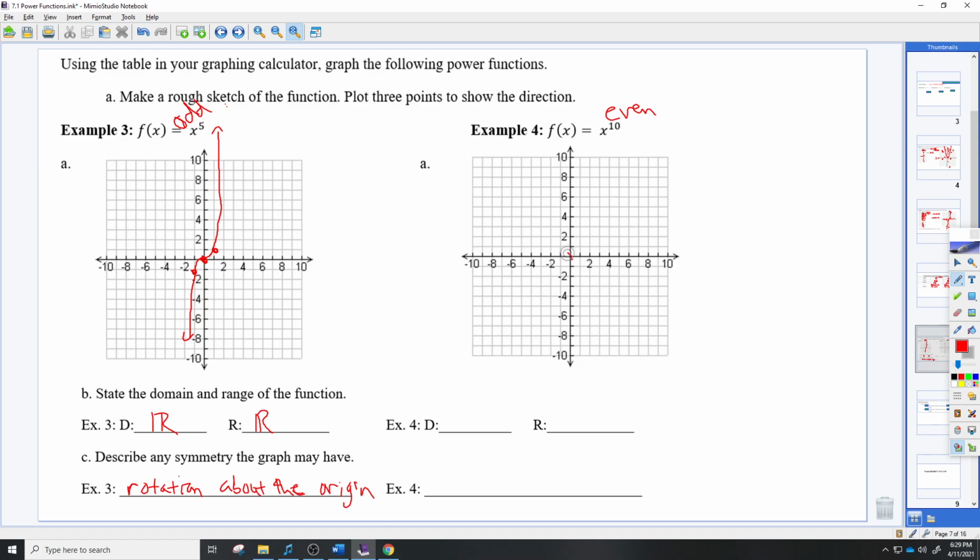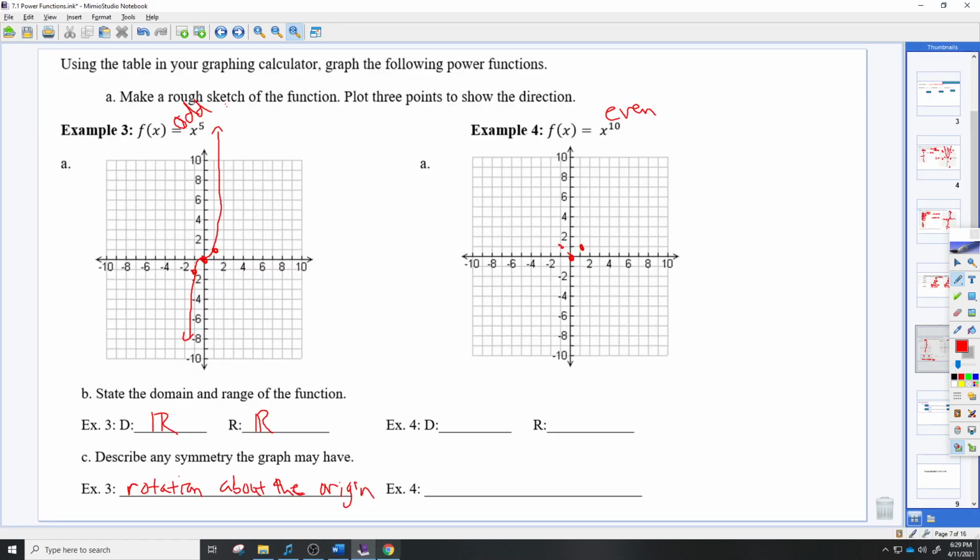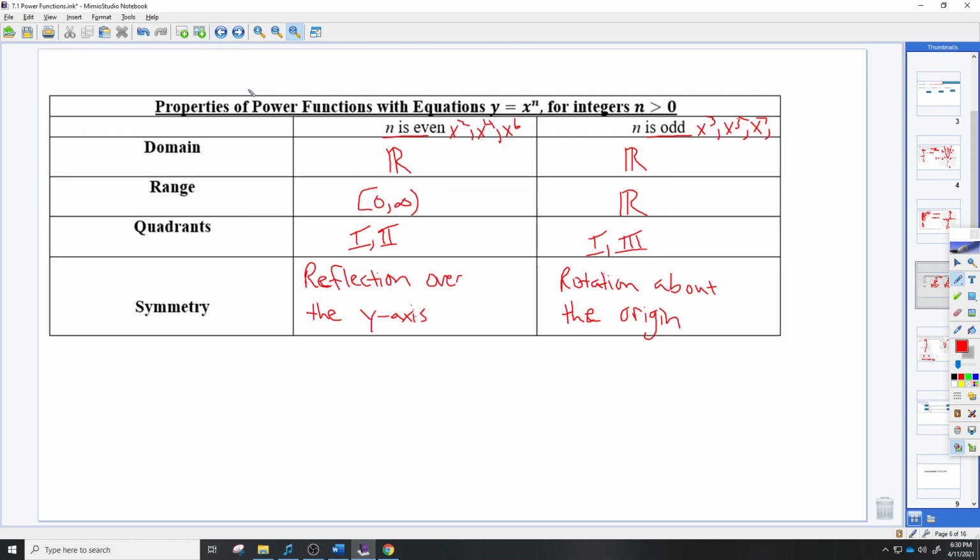So we know it's (0, 0), (1, 1), and (negative 1, 1). I think that's what it was, right? Same kind of points, but that's about it. Just to show the direction, and then it just jumps up really fast, right? It's really not the best graph, but just get an idea of what it looks like. And then we're just going to use the table to remind ourselves what the answers are for even functions.